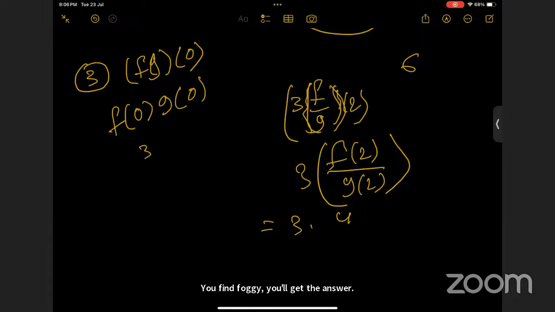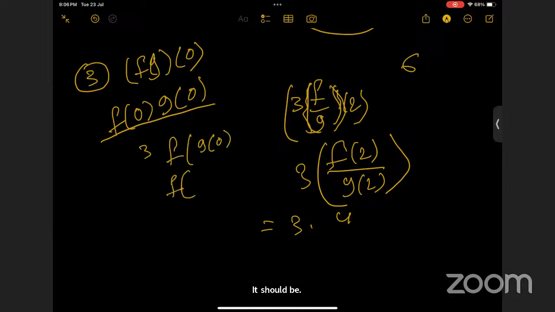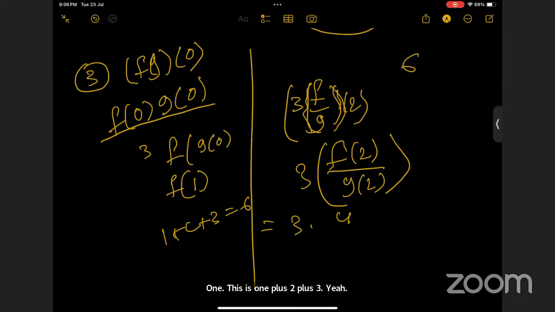So either in the question, they should mention whether it is f compose g or f multiplied by g. If it is f of g, then it will be f of 1. This is 1 plus 2 plus 3. This is 6. Where are these problems? 7.2 activity questions. They should have mentioned if it is the composition or the multiplication.